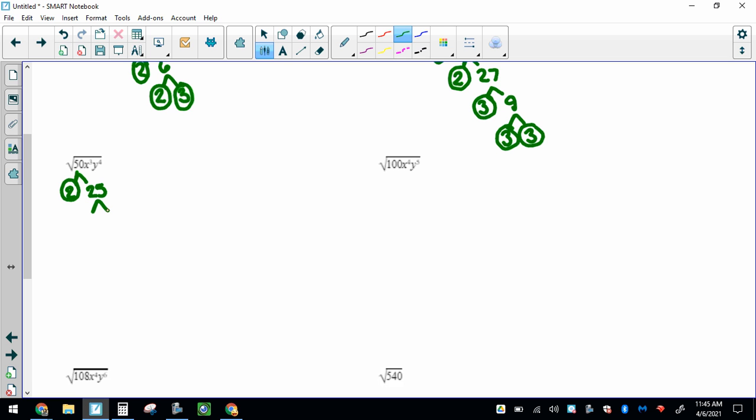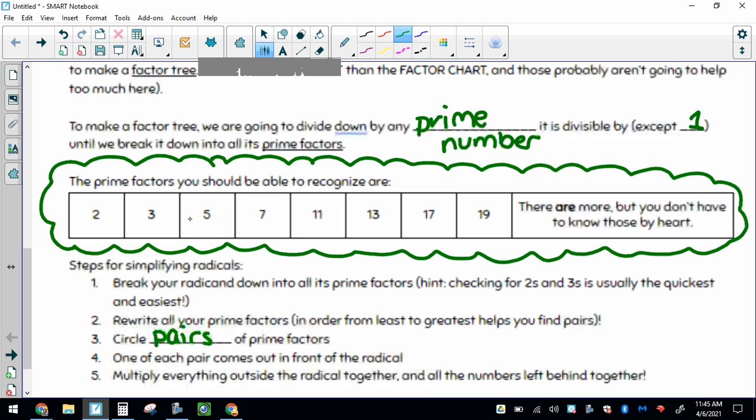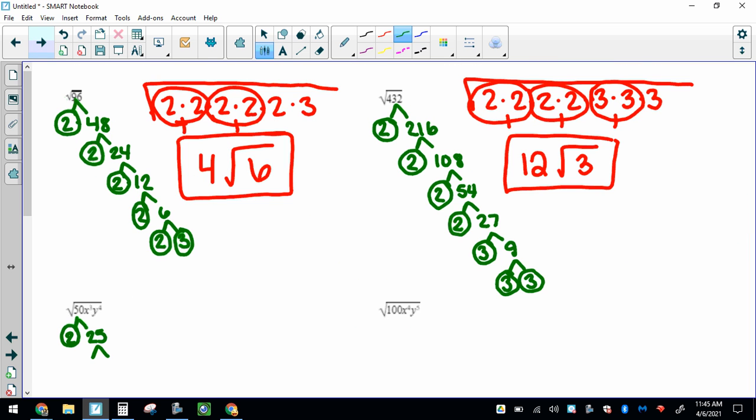25 divided by 2 is a decimal, so the 2's have stopped working. The next number to try is 3. 25 divided by 3 also does not work. Now, remember, I'm using this list right here. So I tried 2's, it didn't work. I tried 3's, it didn't work. The next number I should try is 5. Well, 25 divided by 5 makes 5. So that is a really short factor tree right there.